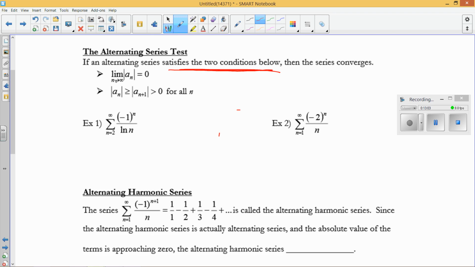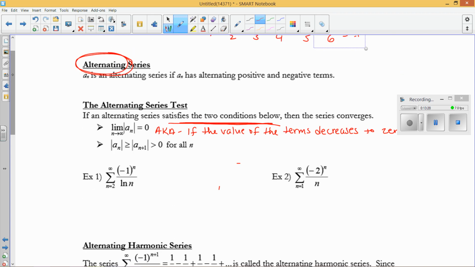First condition, if the limit as n approaches infinity of the absolute value of a sub n equals 0. Let's write this as an AKA. AKA, if the value of the terms decreases to 0. In other words, let's look at this one up here.